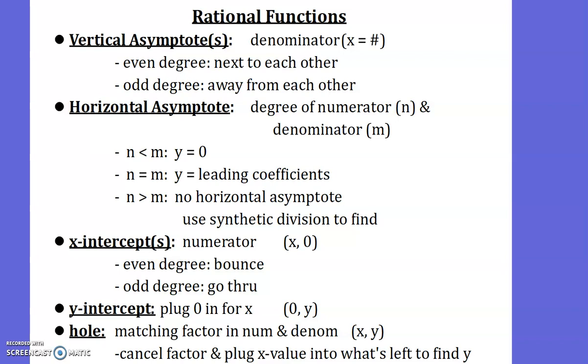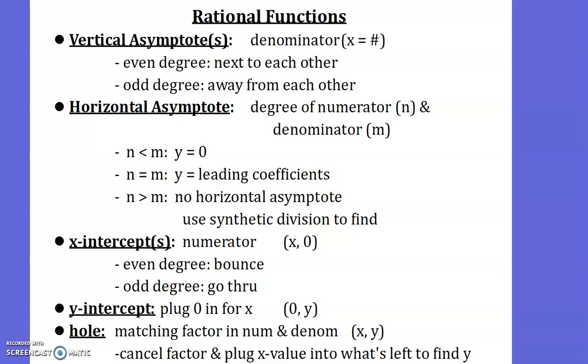The horizontal asymptotes, we look at the degrees of the numerator and denominator. If the degree of the numerator is less than the denominator, we're looking at y equals 0. If they're the same degree, numerator and denominator, then it's y equals leading coefficient over leading coefficient. And if the numerator has a higher degree, we don't have a horizontal asymptote, we will see a slant asymptote. X-intercepts, this comes from the numerator.